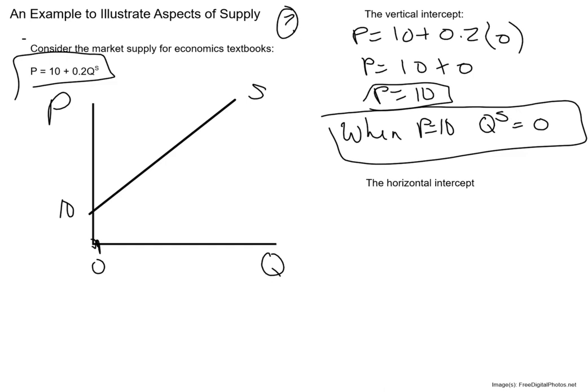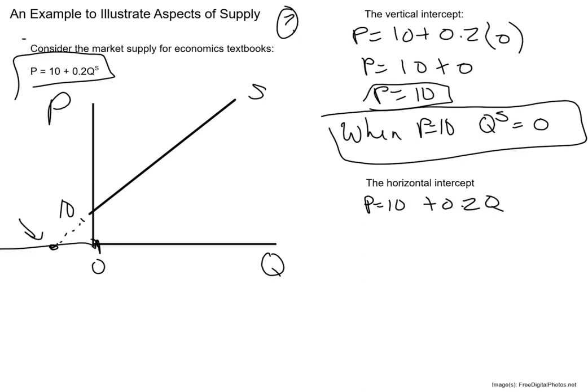We can also do the horizontal. Actually, can we do the horizontal intercept? Is there a horizontal intercept? There is, right? It is a ridiculous number that's all the way down here. Can we solve for what this value would be? Sure we can, right? We've got our equation P equals 10 plus 0.2Q.